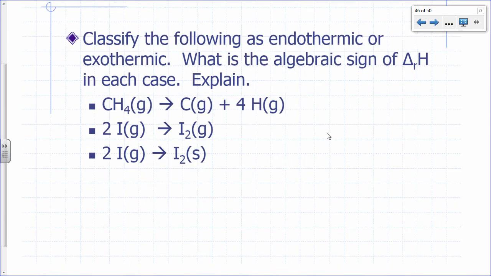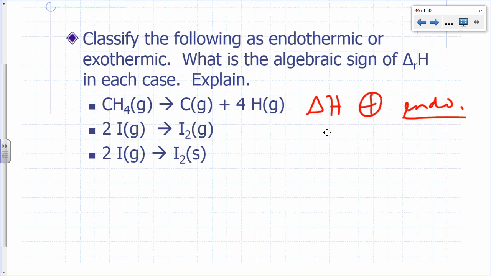So classify the following as endothermic or exothermic. And what would be the algebraic sign of delta H in each case? Let's look at the first one. What happened there? CH4 gas breaks up into a carbon atom and 4 hydrogen atoms for each CH4 molecule. Exothermic or endothermic? What's the only thing happening there? Bond breaking. So delta H is positive or negative? Positive. It's endothermic. For this process to happen, you have to be providing it with energy from the outside.